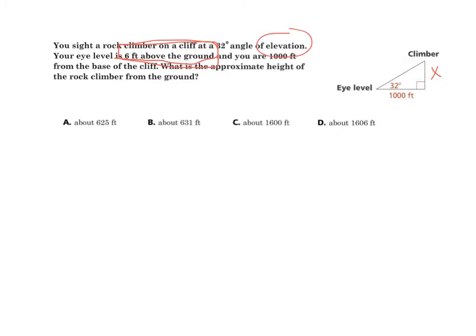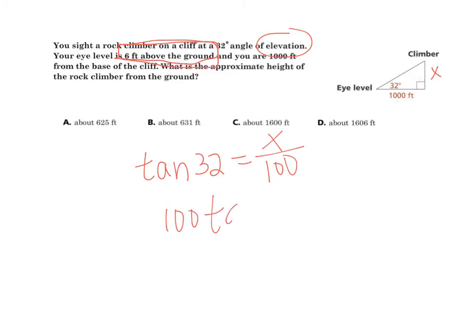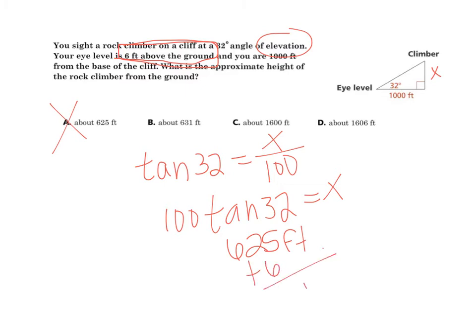So I see here that I have opposite and adjacent again, which means that I am going to use tangent. So tangent of 32 equals x over 1,000. So we multiply both sides by 1,000. So 1,000 times tangent of 32. That right there is going to be about 625 feet, which you see is answer choice A, but that's not our answer, because we then have to add 6 to that. That becomes 631 feet, so our answer is B.